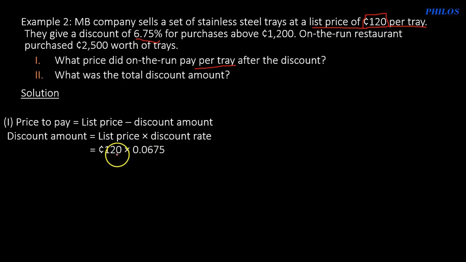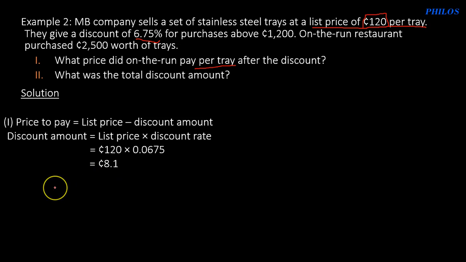So we have 120 cedis, which is the list price of one tray, times the discount rate. Now the discount rate is 6.75%. Enter on your calculator 6.75 divided by 100. You get 0.0675. Enter 120 times 0.0675 on your calculator. You get 8.1 cedis. So this 8.1 cedis is the discount amount on one tray.